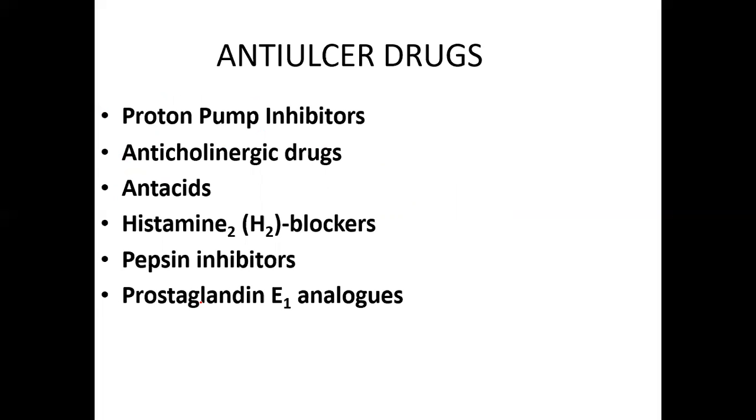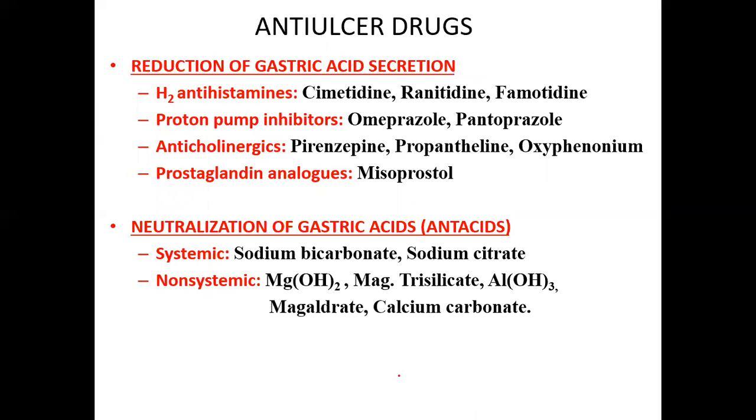The anti-ulcer drugs can be categorized as proton pump inhibitors, anticholinergic drugs, antacids, histamine blockers, pepsin inhibitors, and prostaglandin E1 analogs. If we want to compare it approach-wise, the first approach was reduction in gastric acid. We have certain drugs that reduce gastric acid secretion, which include the H2 antihistaminic drugs, which are cimetidine, ranitidine, famotidine, the proton pump inhibitors, the anticholinergics such as pirenzepine, propantheline, and oxyphenonium, and the prostaglandin analogs such as misoprostol.